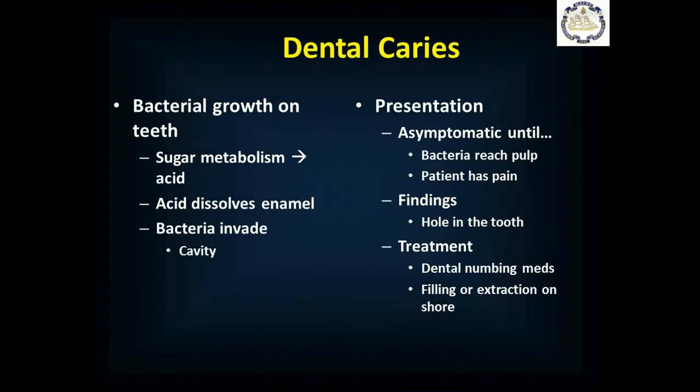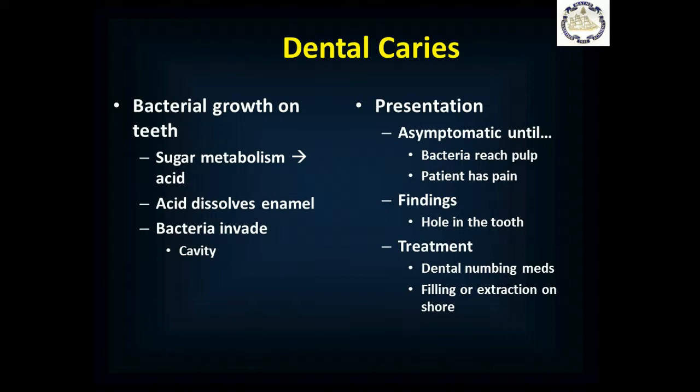Alright, let's start by talking about dental caries or cavities. You've got bacteria all over your teeth, and when you add sugar, they metabolize that sugar into acid. That acid will dissolve the enamel and the bacteria invades into it and you get a cavity. And typically these are pretty asymptomatic. You may look into somebody's mouth, see a bunch of black pitted holes on their teeth. Those are cavities, but they may not have any symptoms until the bacteria reach the pulp. And then the patient gets pain.